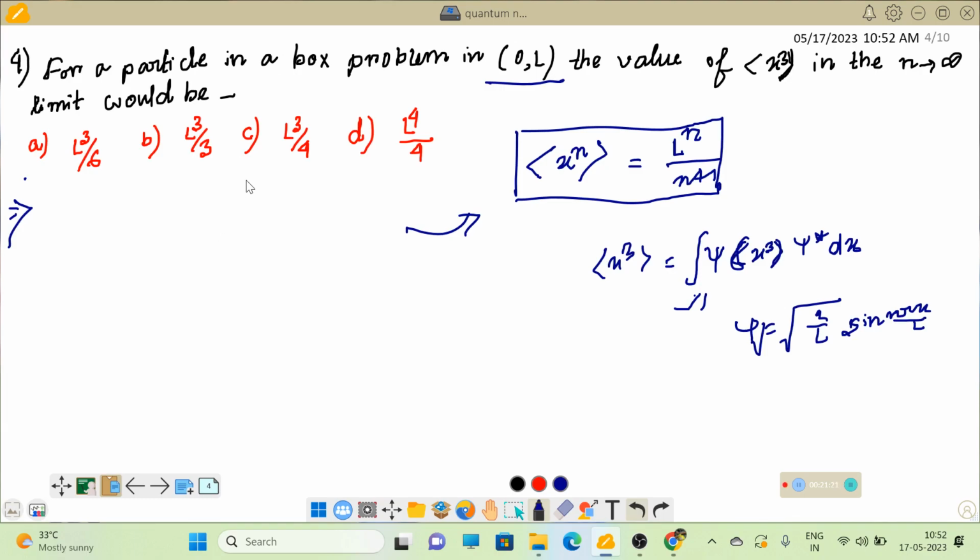So as per this question, we evaluate x cube equal to L to the power 3 by 3 plus 1, that means 4. So please remember these three questions.